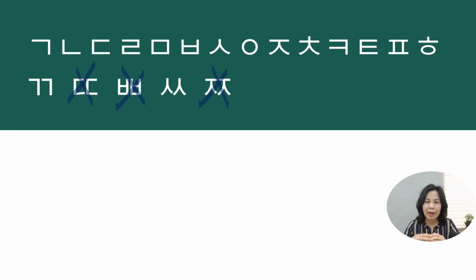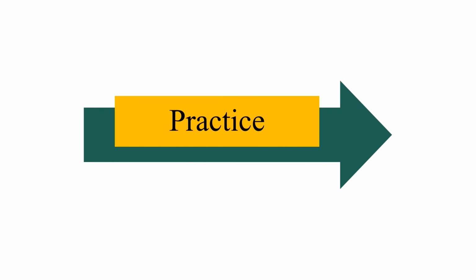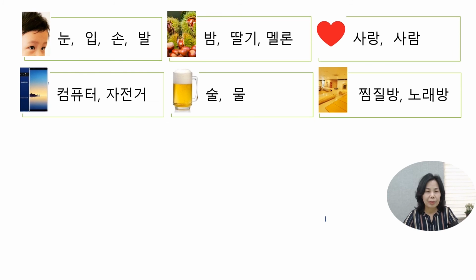I mean, the number of possible combinations reaches 11,172. It's huge. For example, take a look at it. We can make the following syllables only in the case of initial ㄱ. A lot, yes. For your confidence, let's practice more.